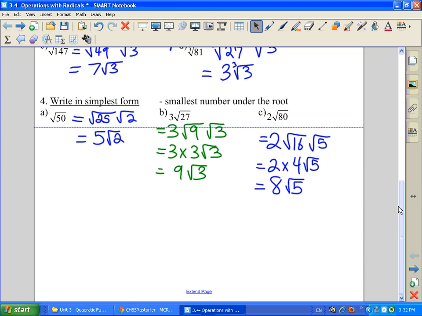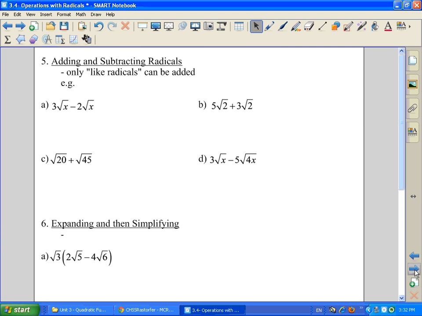All right, here ends the first page. We're just going to do multiplying and changing into simplest forms. And now we're going to take a look at adding and subtracting, and then we're going to multiply with expansion on our second page. And again, please come see me if you need any help.